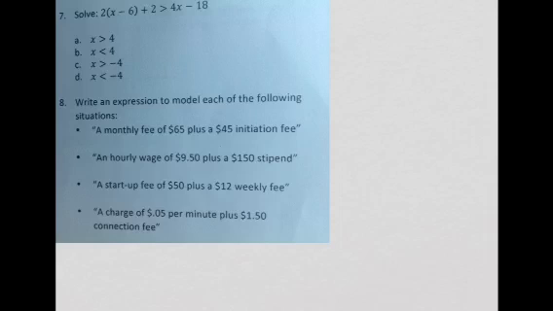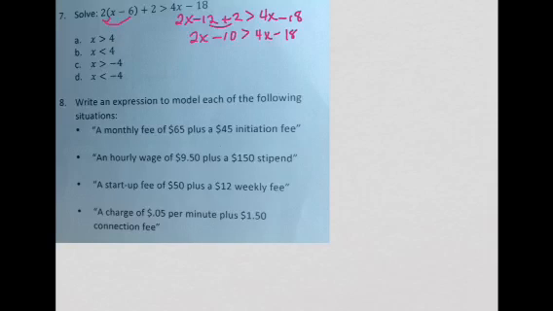Alright, so for number 7, we're going to distribute the 2 first, right here, 2 and here 2. So that gives you 2x minus 12 plus 2 greater than 4x minus 18. So I can combine like terms right here. So 2x minus 10 greater than 4x minus 18.